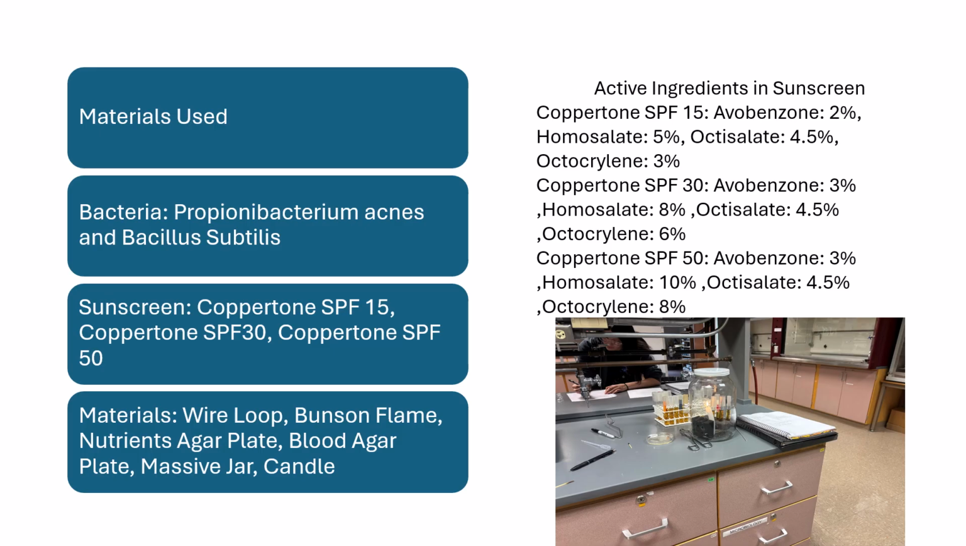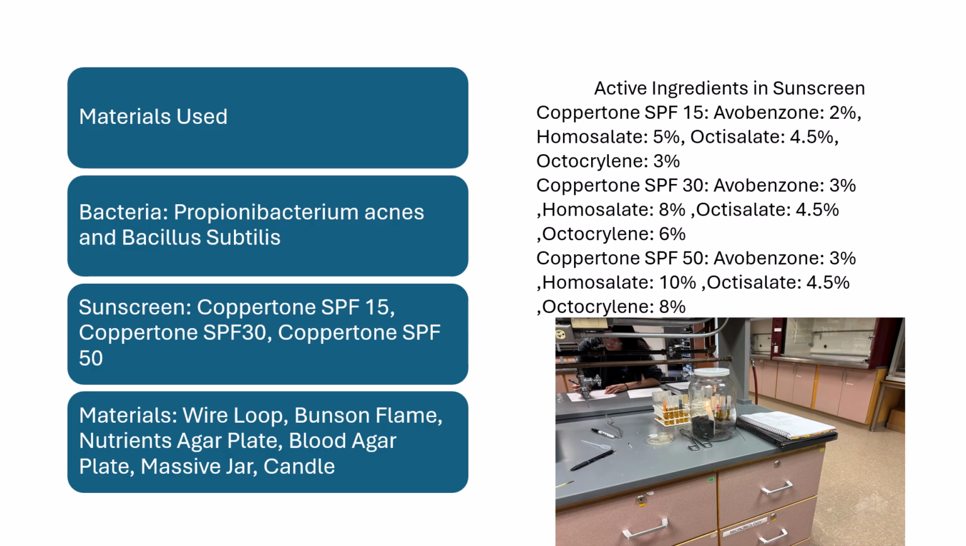Some of the materials used were the two bacteria we had, Propionibacterium acnes and Bacillus subtilis. The different sunscreens that we used were Coppertone SPF 15, Coppertone SPF 30, and Coppertone SPF 50. Now the materials used while completing this experiment included a wire loop, a Bunsen flame, a nutrient agar plate, blood agar plate, a big jar, and a candle.